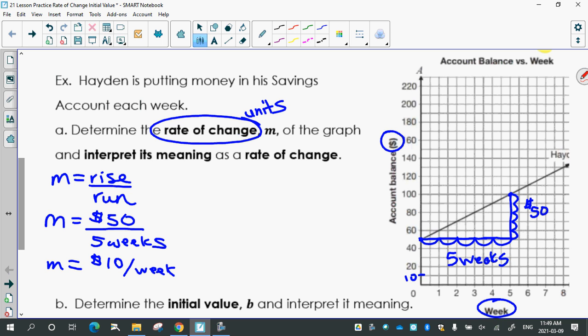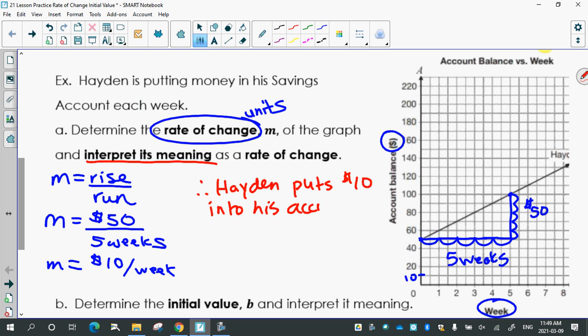Then my sentence, interpret its meaning. Hayden is putting money in his savings account each week. So what would the sentence be that explains the meaning of $10 per week? Easy one. Literally just means that he's putting $10 into the account each week. Hayden puts $10 into his account each week. So just like it sounds, $10 per week. He puts $10 into the account every week. Okay?